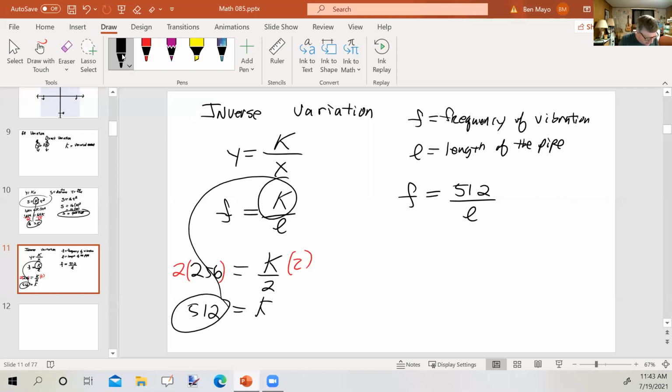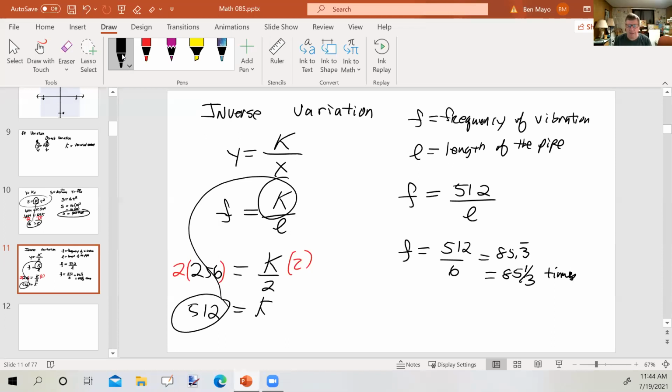Now the follow-up says, how many times per second will a 6-foot pipe vibrate? So what's the frequency of a 6-foot pipe? Now, if we take 512 and divide it by 6, we get 85.3 repeating. Recall that 3 repeating is 1/3. So this would be 85 1/3 times.